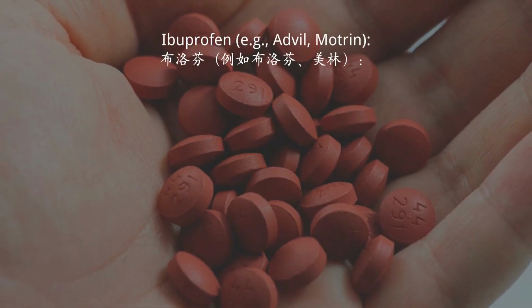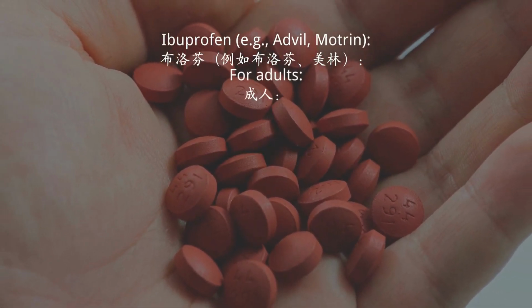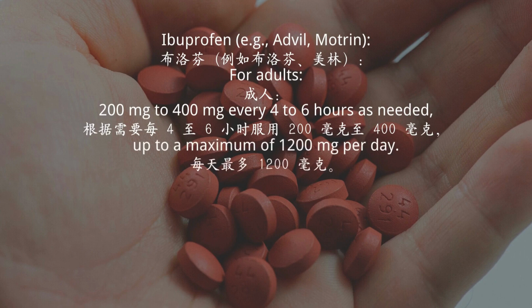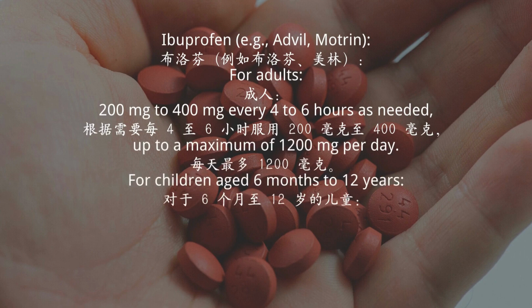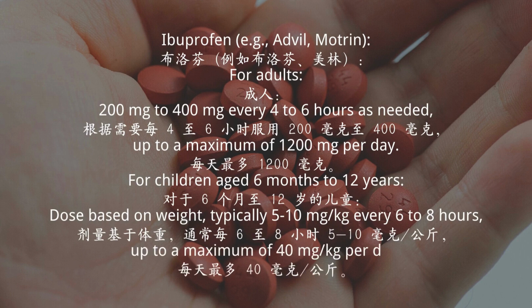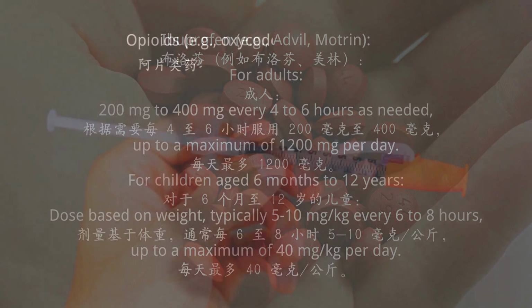Ibuprofen, for example, Advil, Motrin, for adults, 200 mg to 400 mg every 4 to 6 hours as needed, up to a maximum of 1,200 mg per day. For children aged 6 months to 12 years, dose based on weight, typically 5 to 10 mg/kg every 6 to 8 hours, up to a maximum of 40 mg/kg per day.